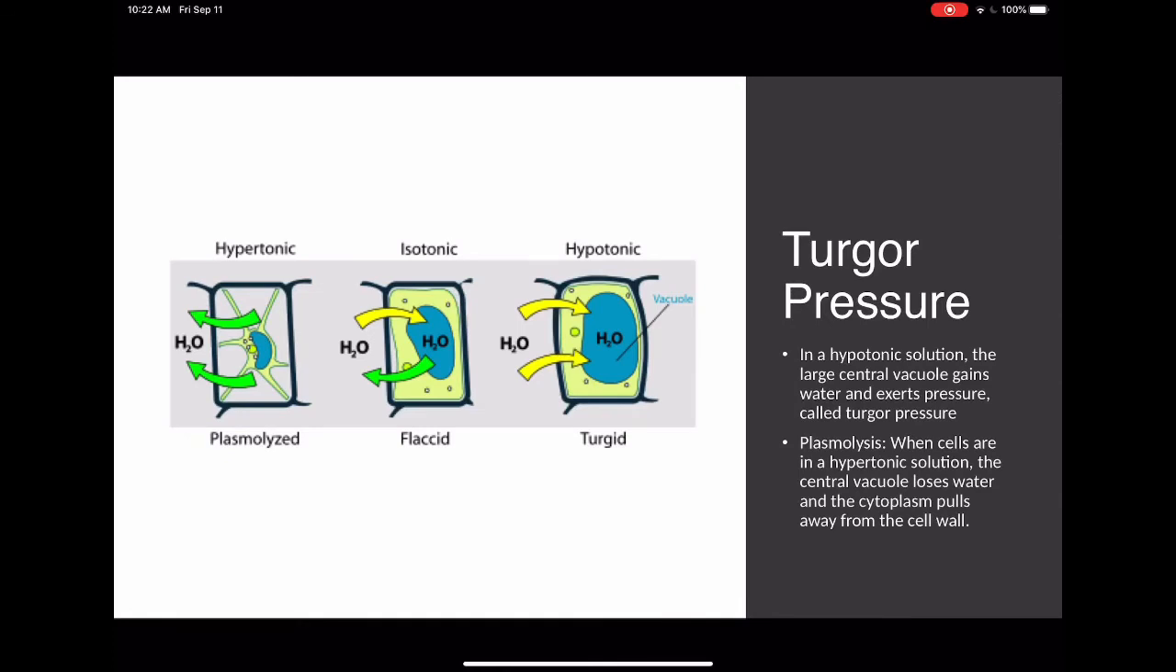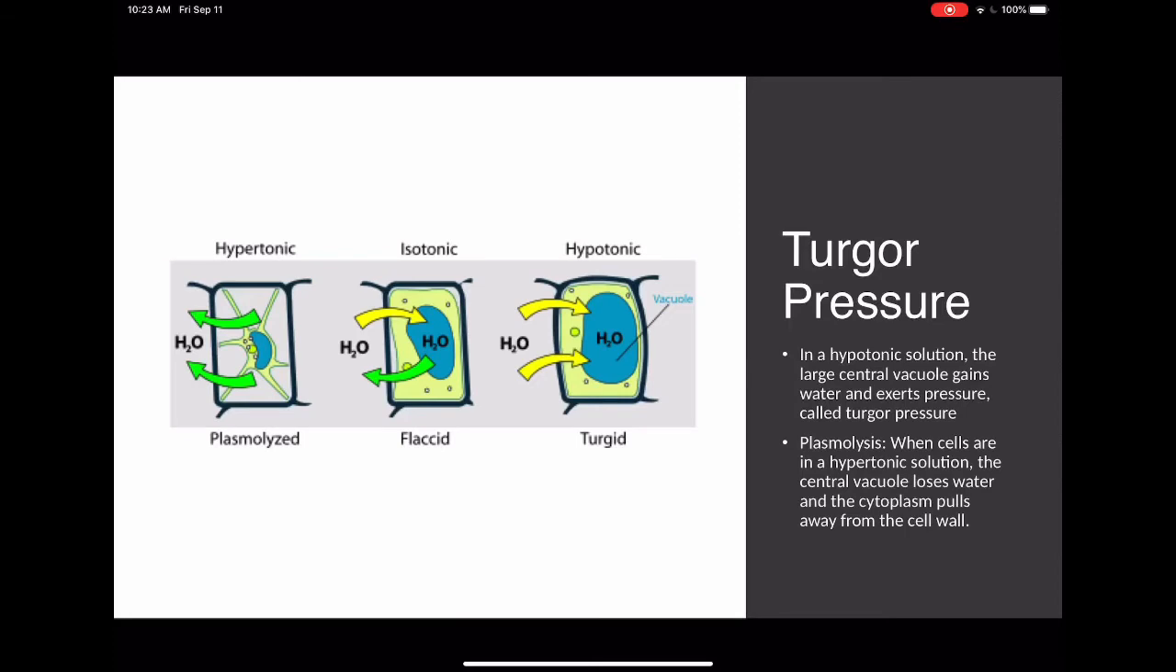So the cell wall is a rigid structure. It's not going to move. It's not going to shrink like we see in animal cells, but the cell will shrink, and you'll see this. You could actually see the plasmolyzed cell, where the plasma membrane pulls away from the cell wall.